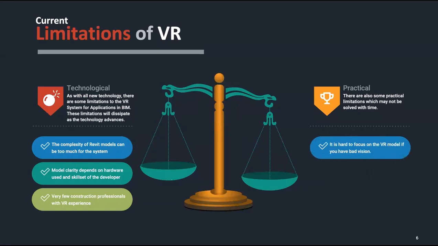There are also some practical limitations which may not be solved with time, because it is very hard. The problem with VR is this: mentally you are in another virtual environment, but physically you are in a different environment. Maybe some of you have played a VR game, and you will feel disoriented after like 5 to 10 minutes, because your body and your mind, the gyros of your mind, are behaving differently. Your head is moving, so your brain sends a signal that you're viewing something, but your body is not in the same situation. So it creates a conflict, and some people get a headache.